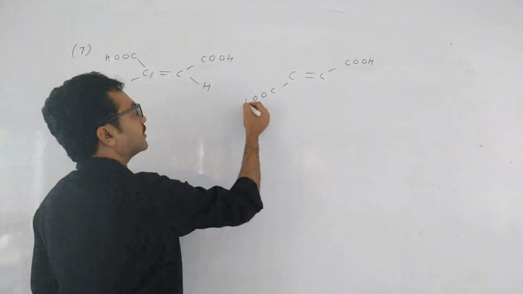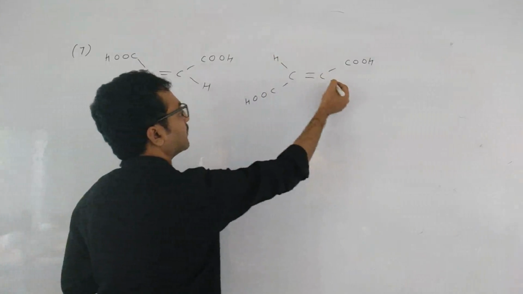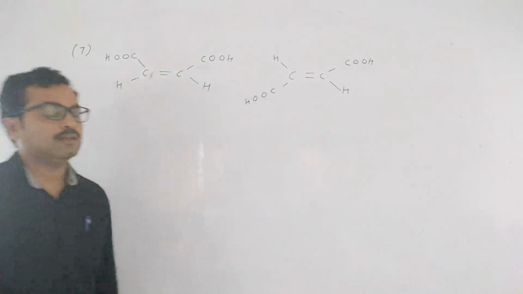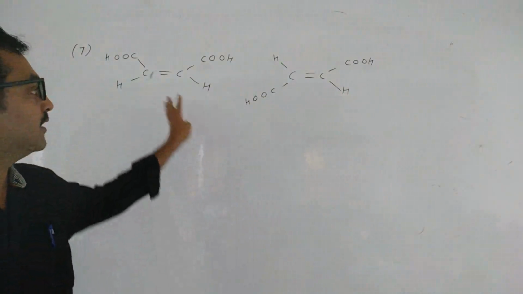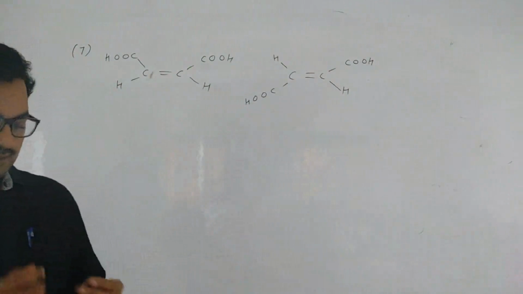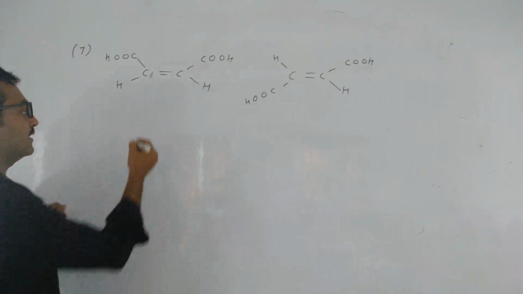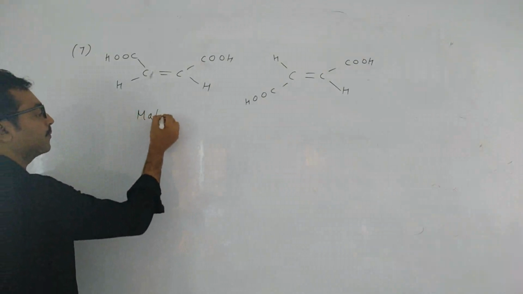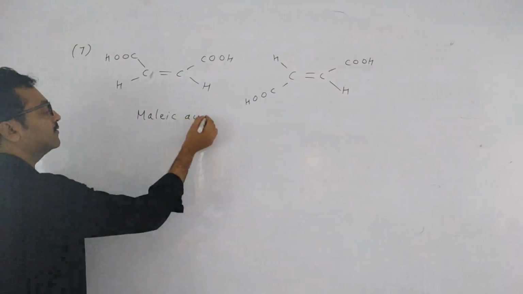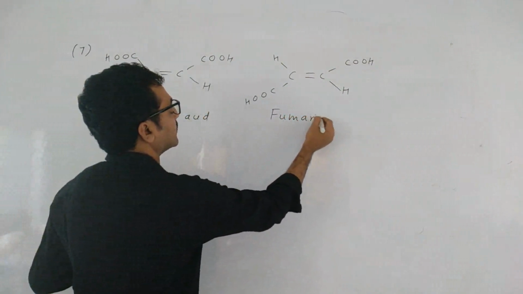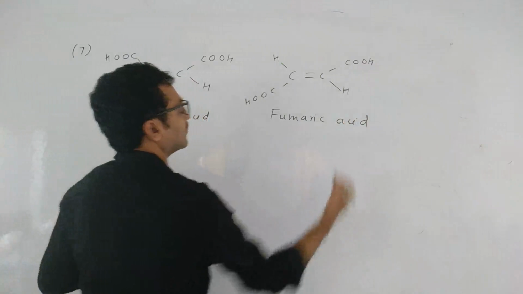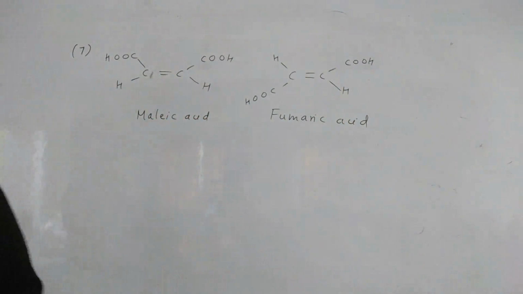Both the COOH groups are on the opposite side of the double bond. Now, this is a very important question. Which is more acidic among them, malic acid and fumaric acid? This is malic acid and this is fumaric acid. In this, which is more acidic and why?